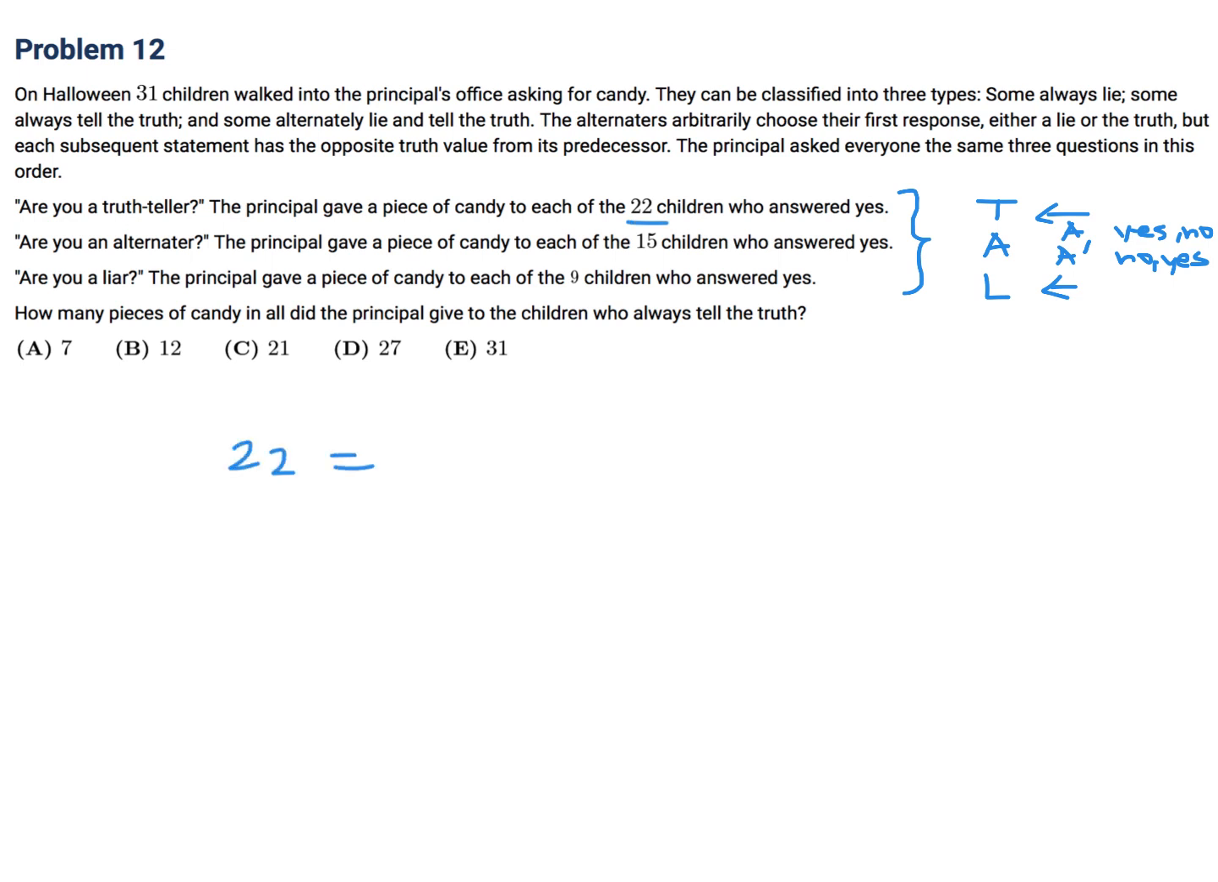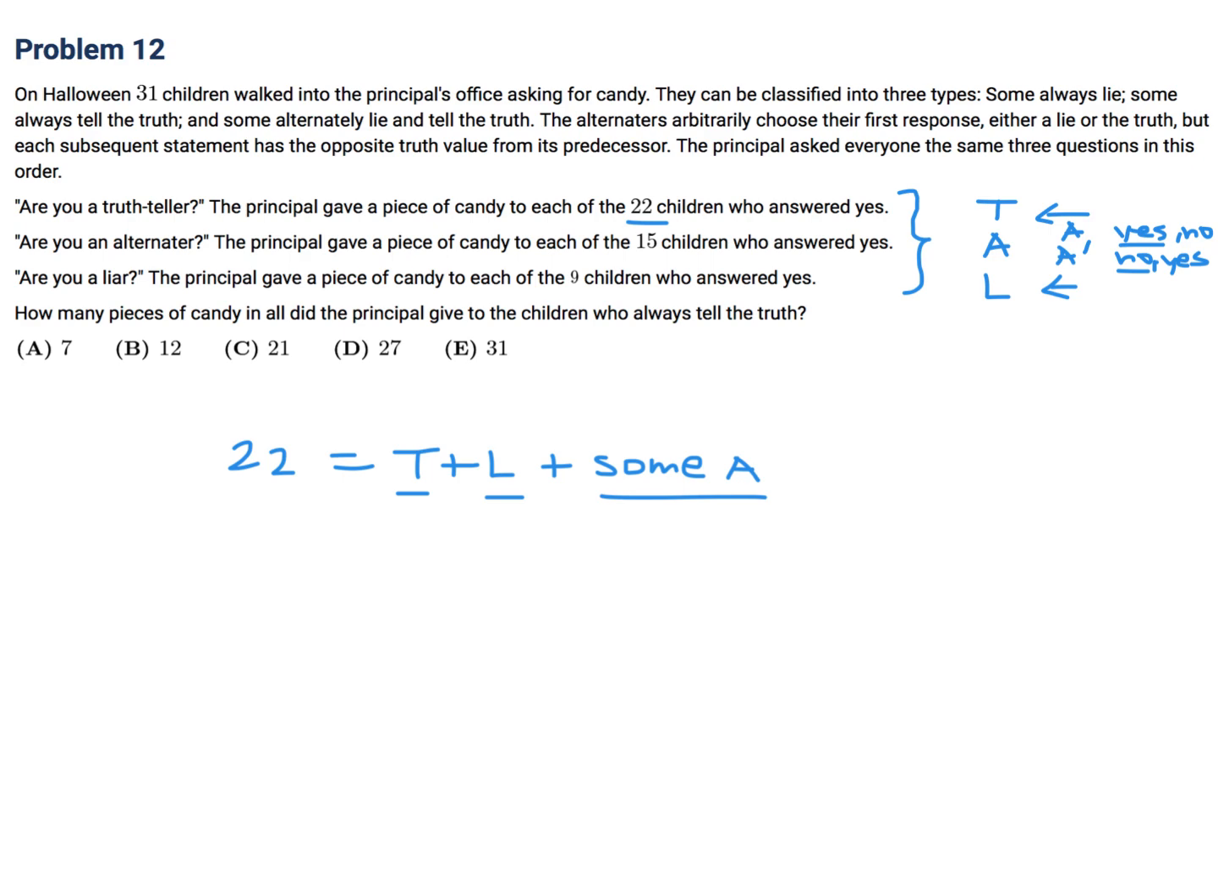22 would basically be T plus L plus some of the alternators. We don't know which ones, right? Because, are you a truth teller? If this person tells the truth, they would say yes, right? That's the T's. If they're liars, they're going to lie and say yes, we're truth tellers. So that's the L's. And then the alternators, some of them, the reason I put some is because we don't know, are they saying yes first or are they saying no first? So that's why I put some A.